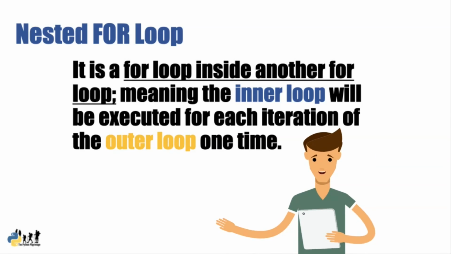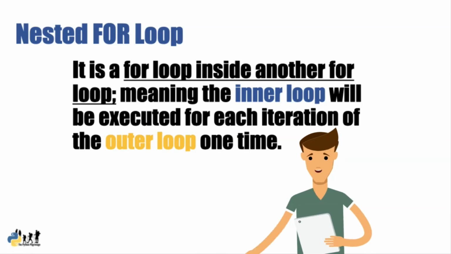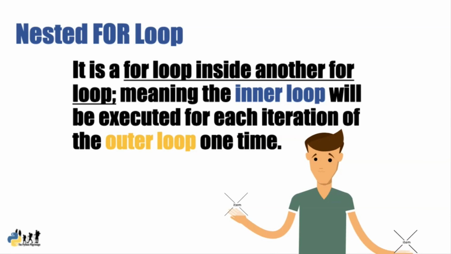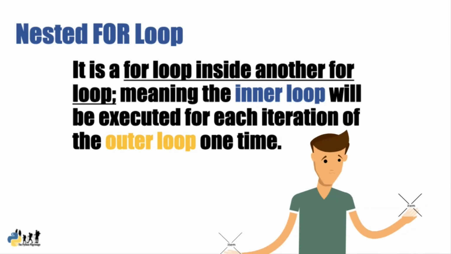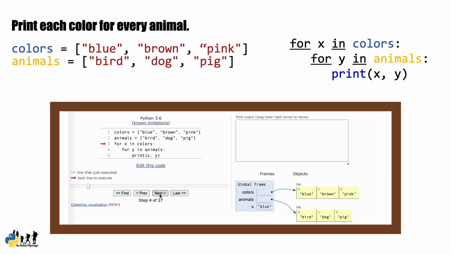Nested for loop. A nested for loop is basically a for loop inside another for loop. The inner for loop will be executed for each iteration of the outer loop. Take a look at this example.